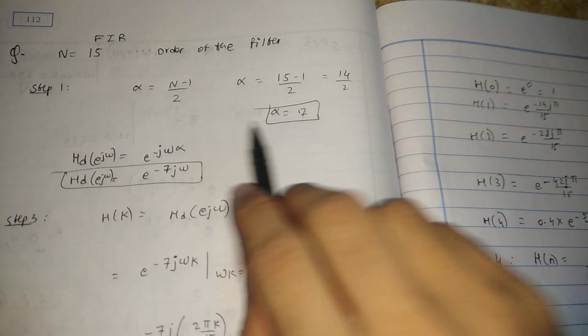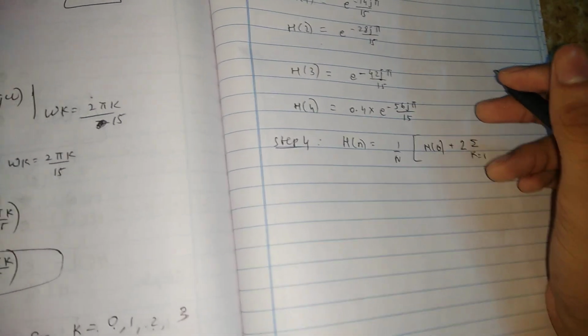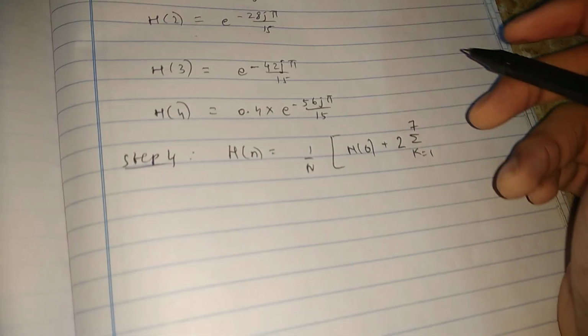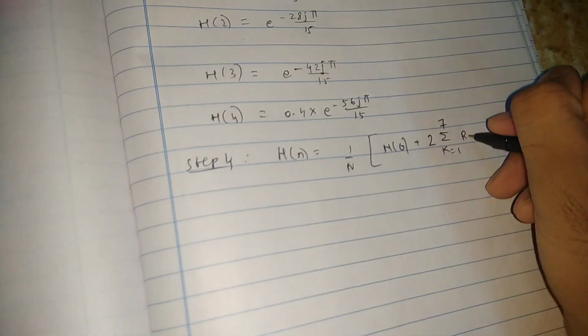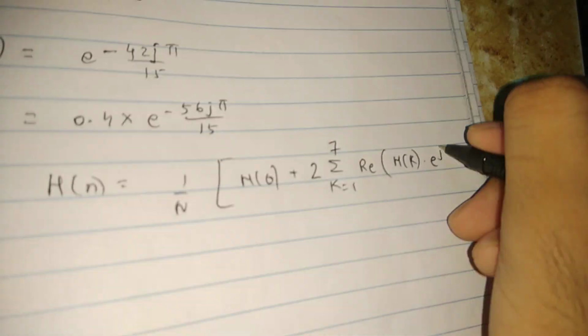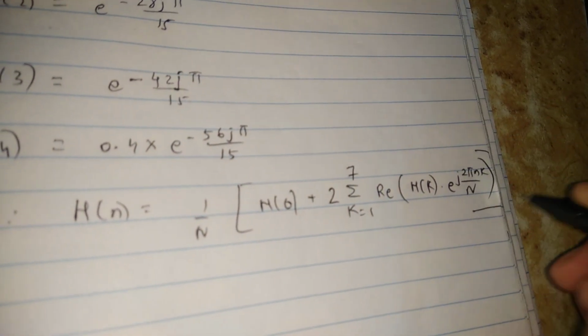Here your n is 15. 15 minus 1 is 14. 14 by 2 is 7. So k is equal to 1 to 7. Then you will write real part of h of k multiplied by e raised to j 2 pi n k upon n. This is your formula.